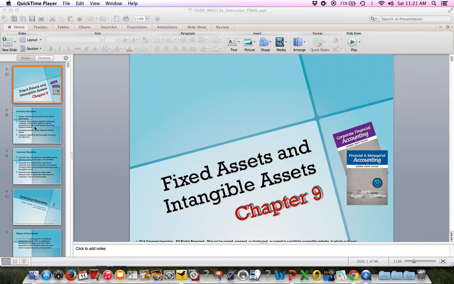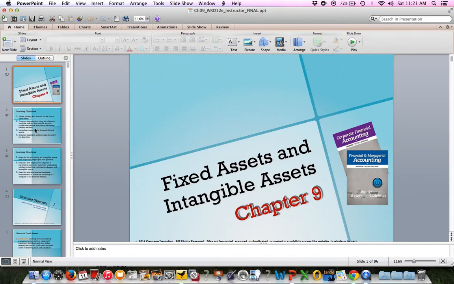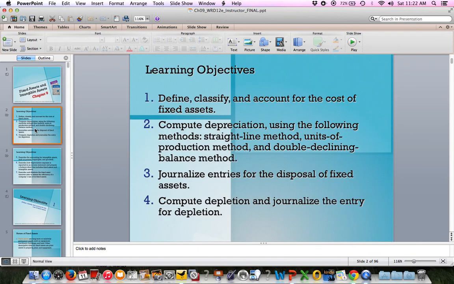Fixed assets, as you can see here, and also intangible assets. And we'll talk about what the differences are and what that means. We'll also talk about different kinds of fixed assets. We'll talk about computing depreciation, making journal entries to dispose of fixed assets, and then also depletion, which is just a little bit different than depreciation.